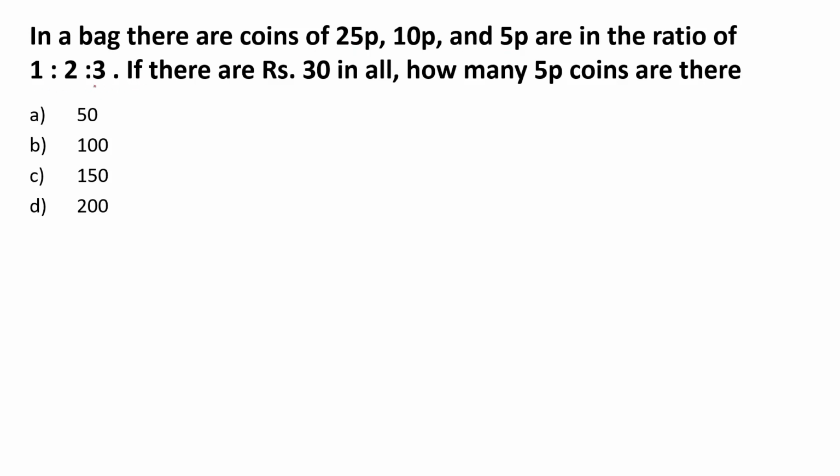When we have one 25 paisa coin, the amount would be 25 paisa only. When we have two 10 paisa coins, the amount would be 20 paisa. When we have three 5 paisa coins, the amount would be 15 paisa. The summation of that would give us 60 paisa. When we assume the number of coins as given in the ratio, the amount becomes 60 paisa.